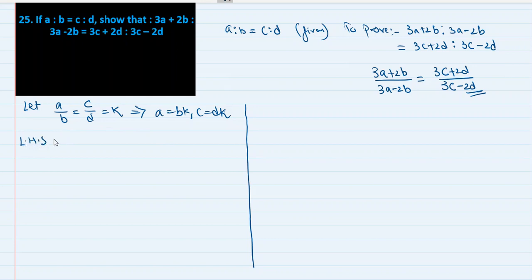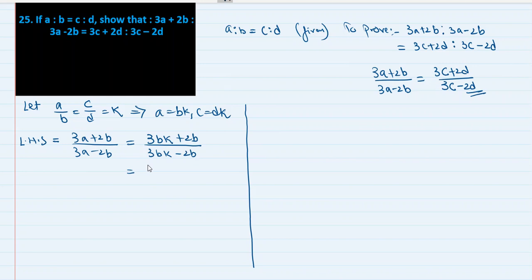So LHS. Now I have to prove this is equal to this. So LHS is 3A plus 2B upon 3A minus 2B. So in the place of A, I'm going to put BK. So 3BK plus 2B upon 3BK minus 2B.